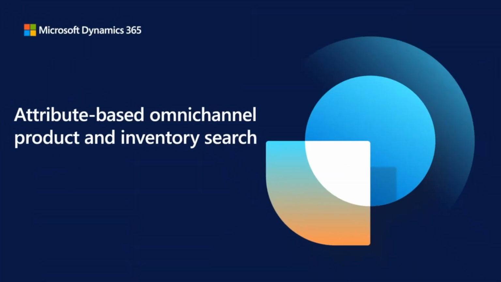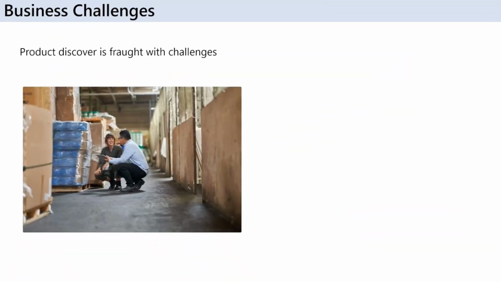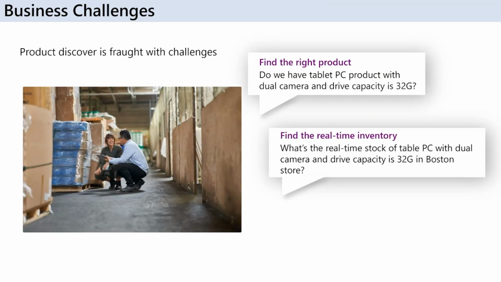Okay, now we'll go to the first topic, attribute-based omnichannel product and inventory search. Let's think of some business challenges. In this dynamic market, we understand that businesses face multifaceted challenges that can affect customer satisfaction and impact growth. For example, how to find the correct product among a complex product catalog with limited attributes or limited information, or it's difficult to get real-time inventory information for a specific product.